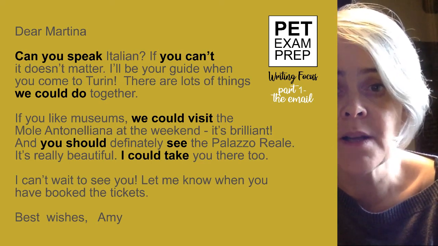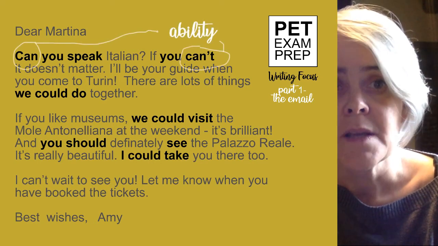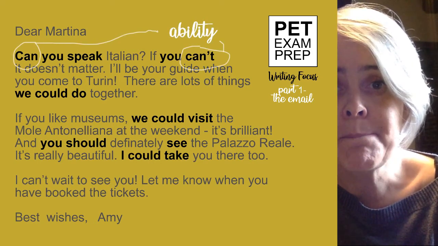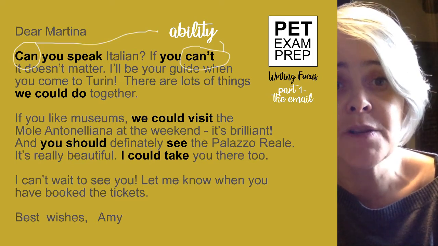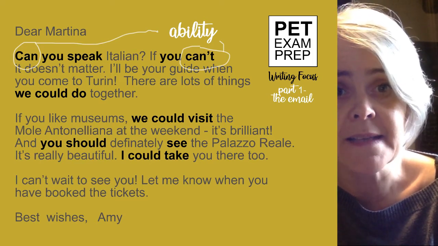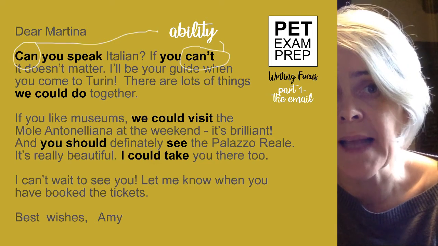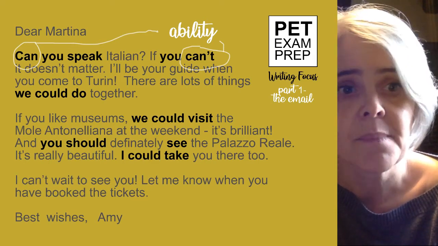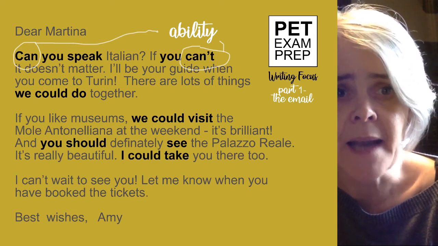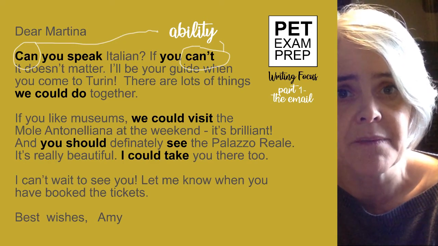So now let's look at how I've used can, could and should in these. So the ability is expressed by can you speak Italian? If you can't, it doesn't matter. Okay, quindi sarebbe ma tu sai parlare italiano? Se non puoi, non importa. Okay, it's using can particularly to express if you can or you can't do something, if you have the ability.